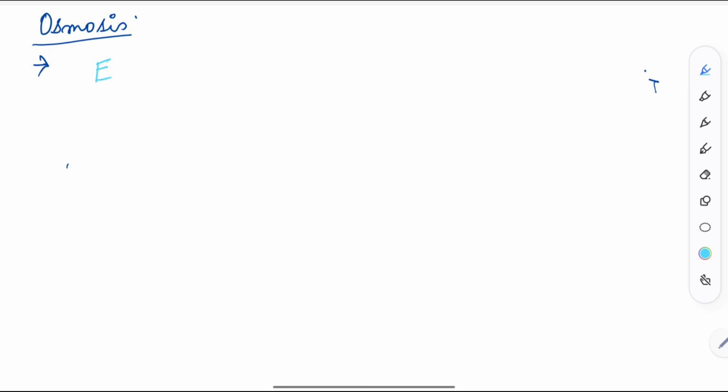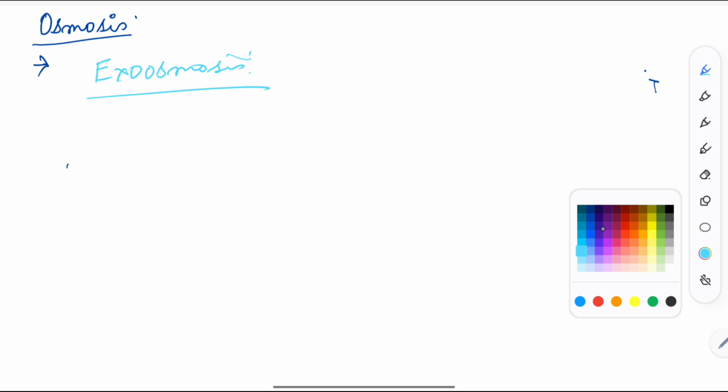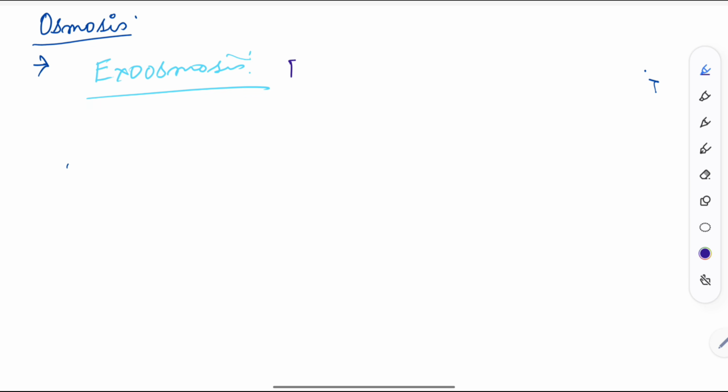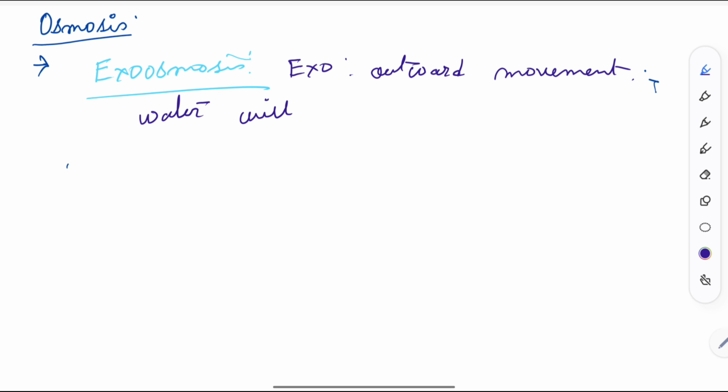Exosmosis. Fine. Now exo, remember, whenever you get this word exo, here in case of osmosis, it means outward movement. It means what will happen in this case? Water will move outside of the cell.